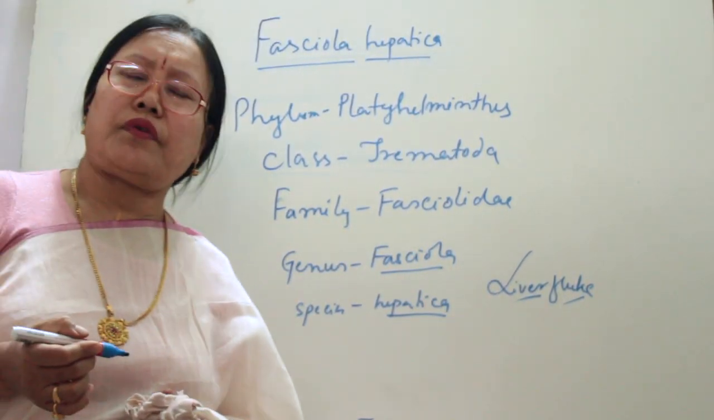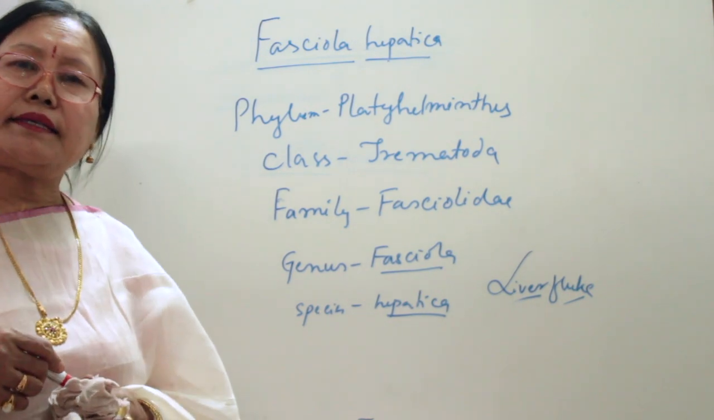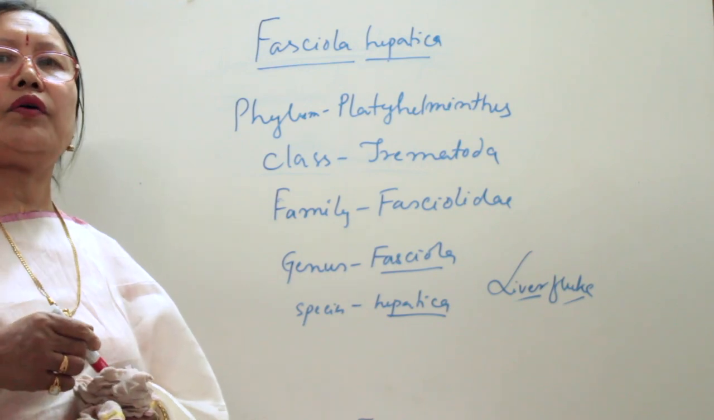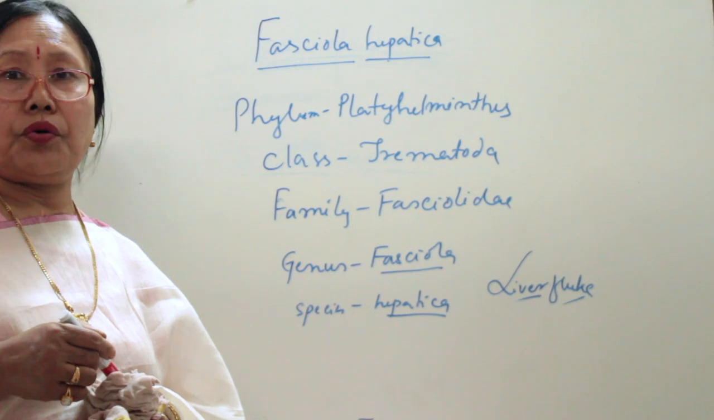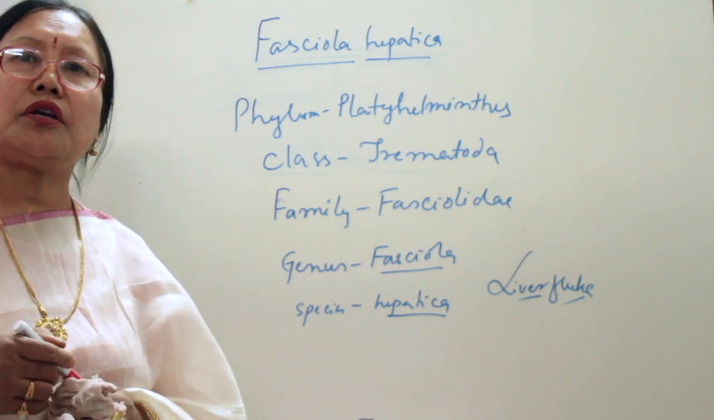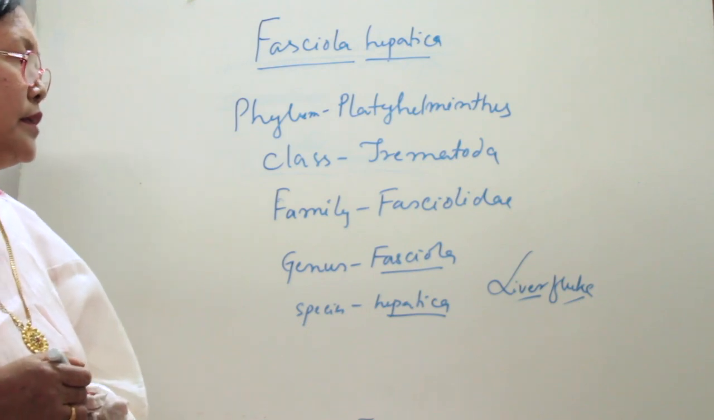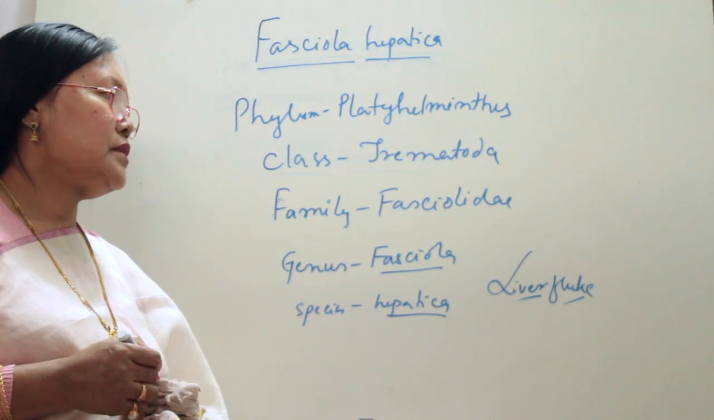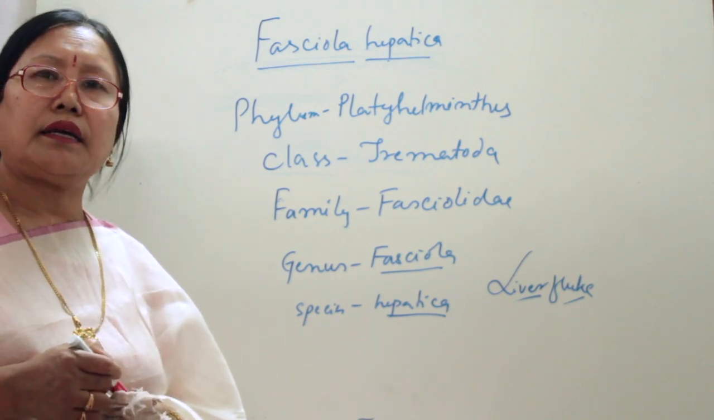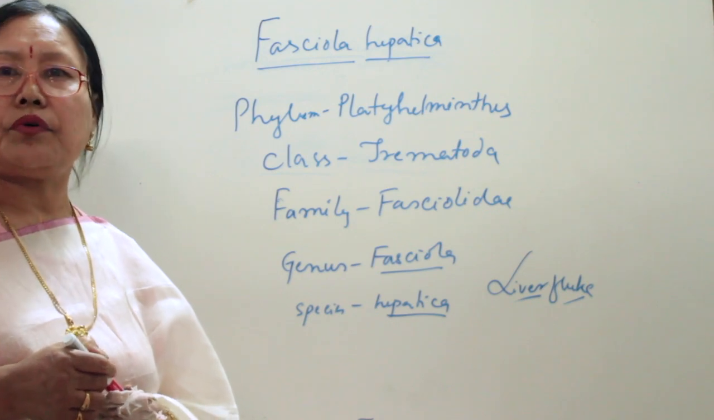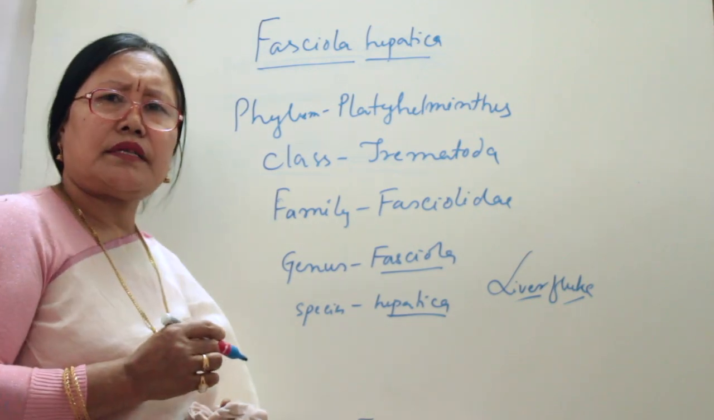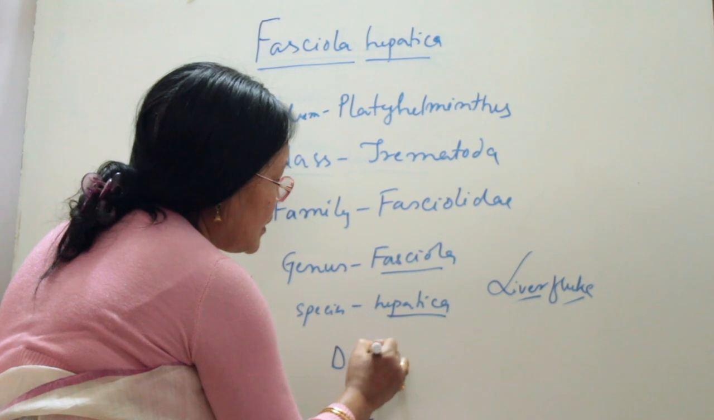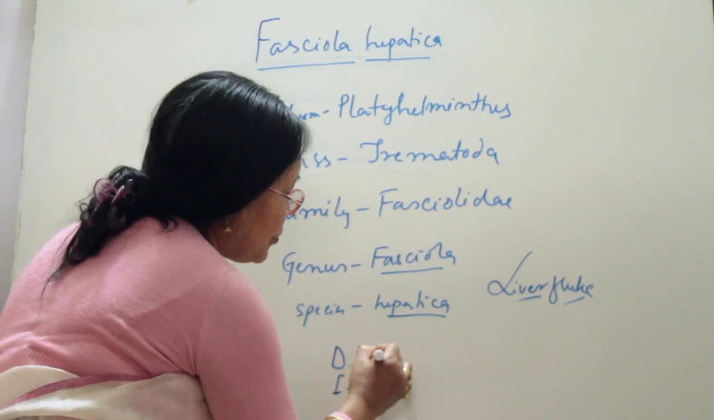Why is this called liver fluke? Because the adult stage of this parasite is present in the liver of certain mammals such as goat, buffaloes, cow, including human beings. So this name implies the presence of this parasite in the liver of their definitive host. In this parasite, there are two types of host. One is the definitive host, the other is the intermediate host.